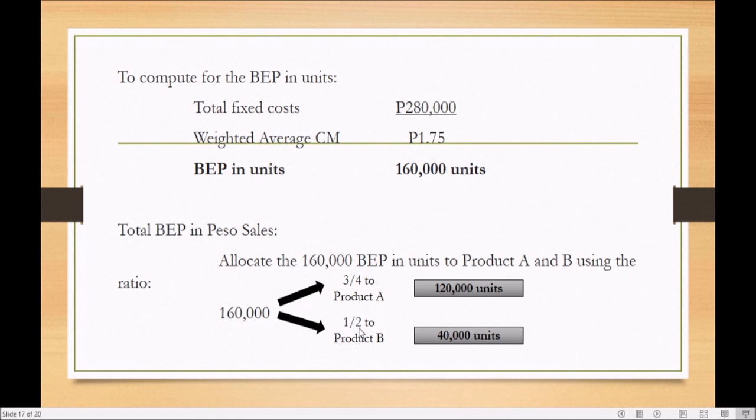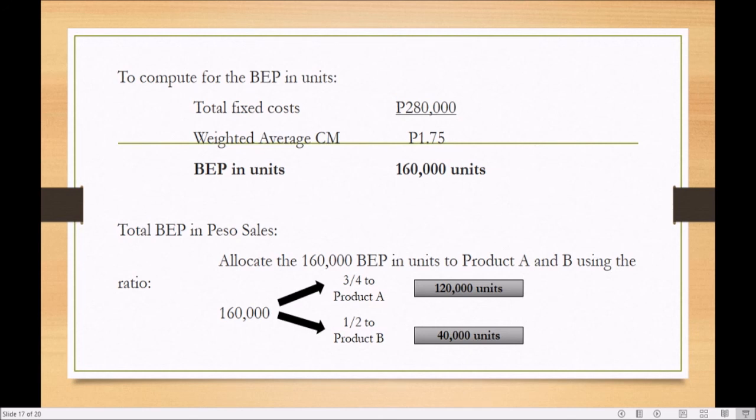Okay? 3/4 and 1/4. Okay, it's not 1/2, 1/4. Typo error. The 160,000, okay, 3/4 of 160 will be to product A. So, ibig sabihin, product A, from the 160, ang dapat niyang ma-produce is 120,000 units. For product B, ang dapat niyang ma-produce 40,000 units. That is 1/4 of 160.